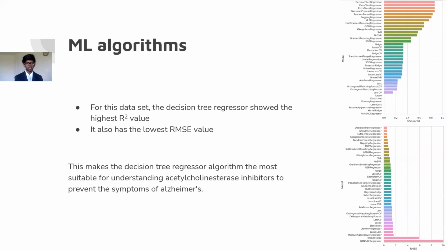For the ML algorithms, I noticed that the machine learning algorithm called decision tree regressor showed the highest R-squared value and the lowest RMSE value, as you can see from the two graphs to the right. This makes the decision tree regressor algorithm the most suitable for understanding acetylcholinesterase inhibitors and preventing the symptoms of Alzheimer's disease.